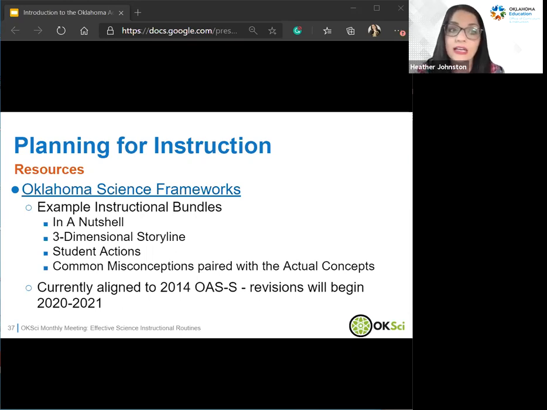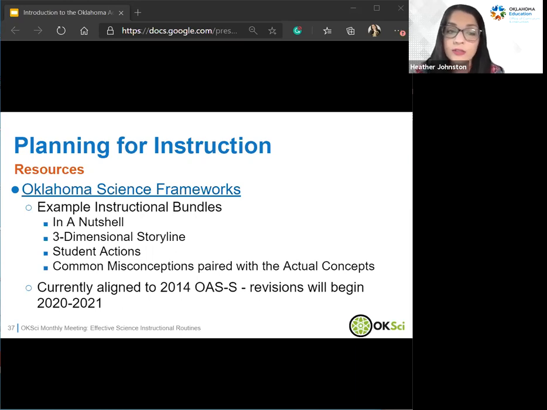So teachers got together, bundled standards, and created these instructional bundles that include In a Nutshell, which is friendly non-science language, trying to explain what that particular bundle entails. The three-dimensional storyline then goes into more specific detail and provides examples of how to integrate the dimensions within that particular bundle. There's a list of student actions, so if you're looking for lesson level objectives, there is a list of those.